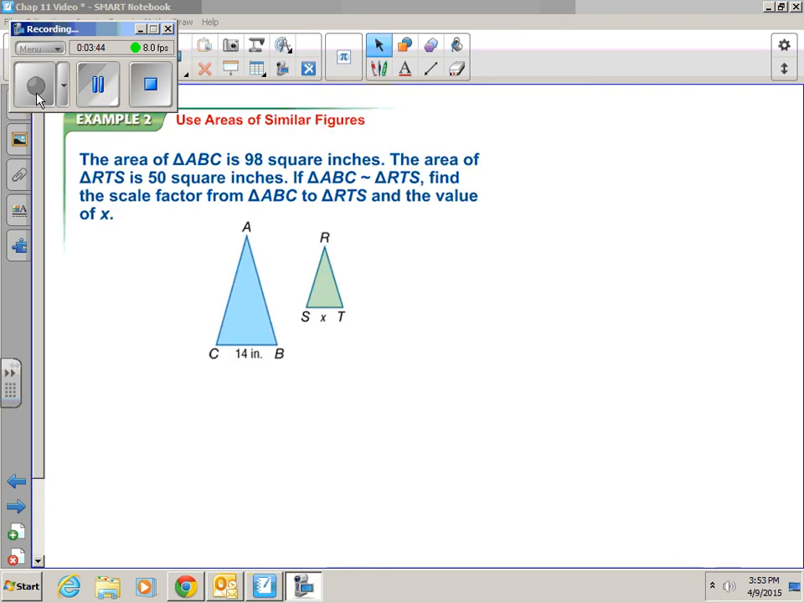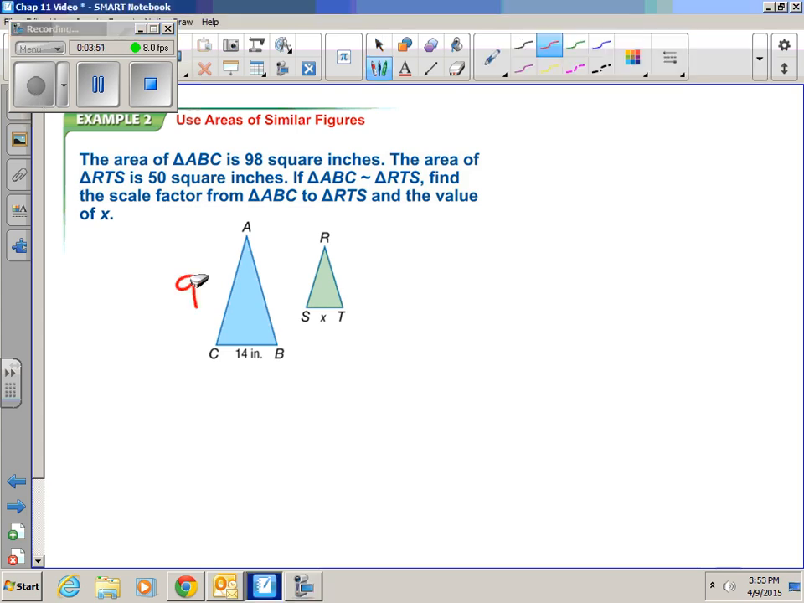Okay, let's do this problem here. The area of triangle ABC is 98, so the area of this triangle is 98. The area of the second triangle, RTS, is 50. What's the ratio of their areas? It's 98 to 50. We are looking for the ratio of their sides.